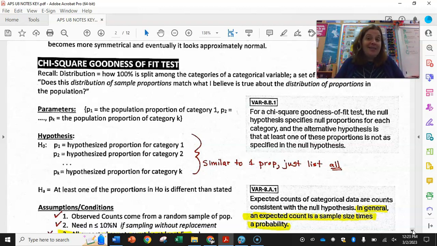And our hypotheses, instead of being, say, that P1 equals P2, are going to be like P1 is 20% and P2 is 20% and P3 is 20%. Or maybe it's something like P1 is 50% and P2 is 20% and P3 is 30%. But it's going to show what those percentages ought to be. Okay? So it's just like a one proportion test in the way it's set up. You just have access to everything.